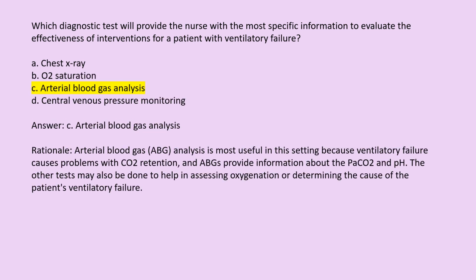Answer. C. Arterial blood gas analysis. Rationale. Arterial blood gas, ABG, analysis is most useful in this setting because ventilatory failure causes problems with CO2 retention, and ABGs provide information about the PaCO2 and pH. The other tests may also be done to help in assessing oxygenation or determining the cause of the patient's ventilatory failure.